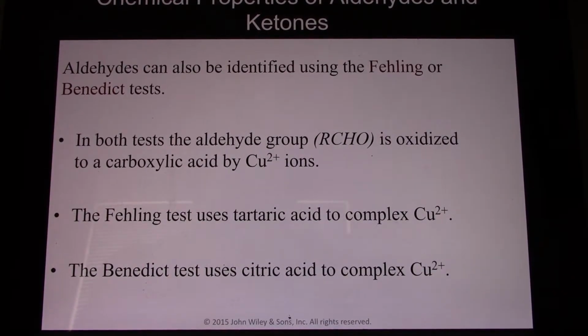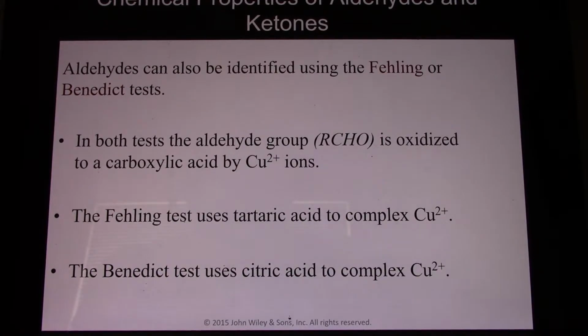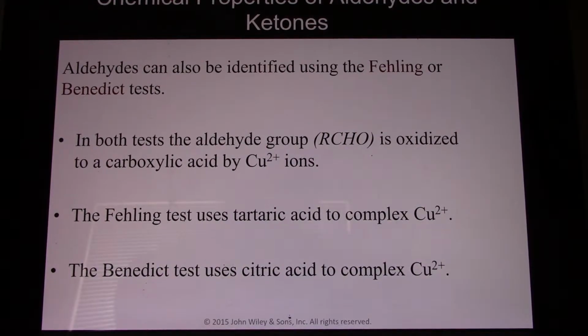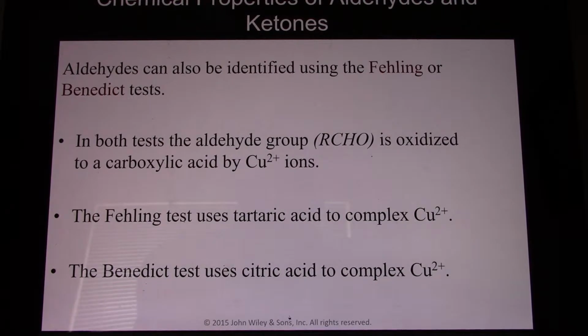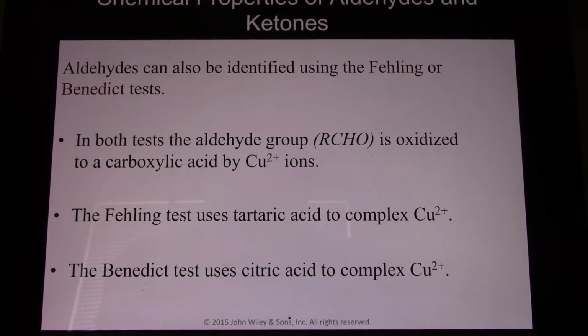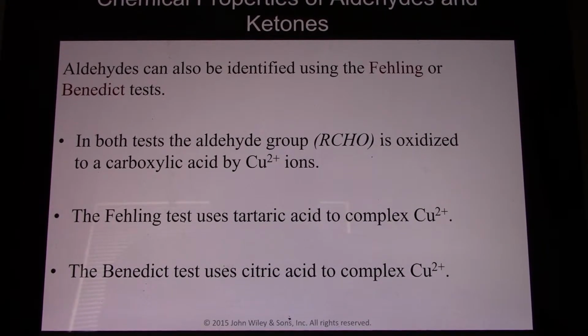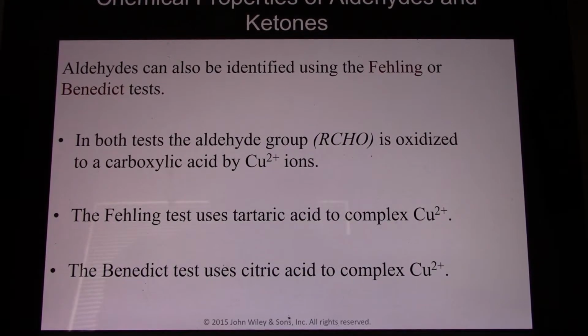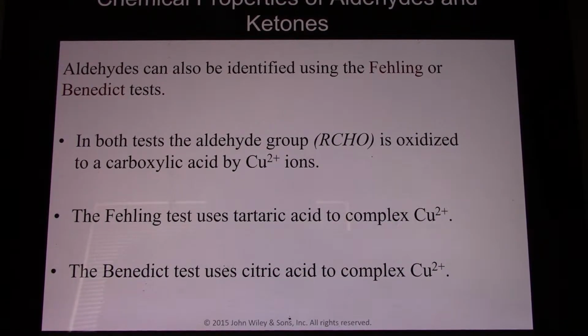Aldehydes can also be identified using the Fehling or the Benedict test. In both tests, the aldehyde group is oxidized to a carboxylic acid, and it reduces a metal compound. So the Fehling test uses tartaric acid to complex copper 2+, and the Benedict test uses citric acid to complex copper 2+.